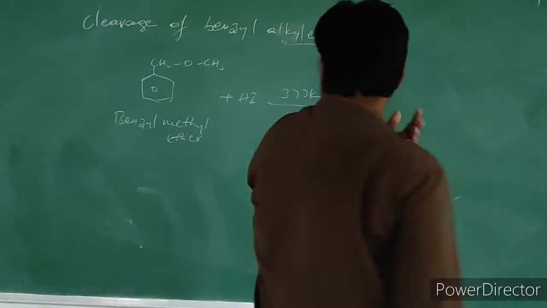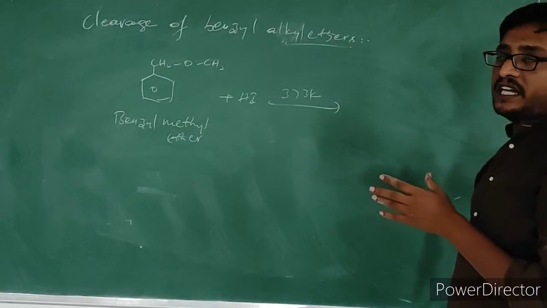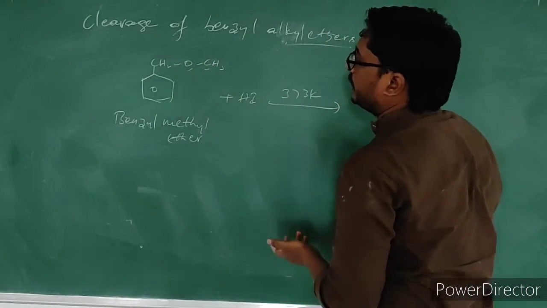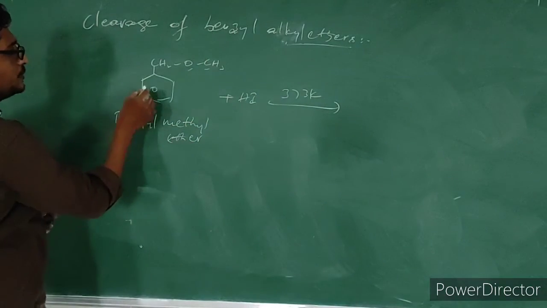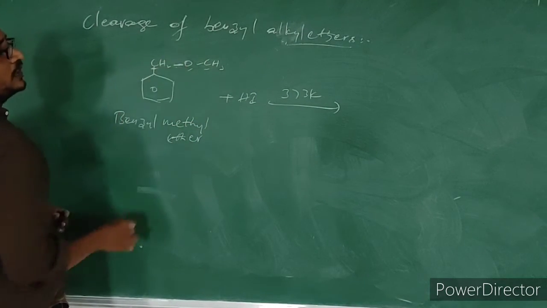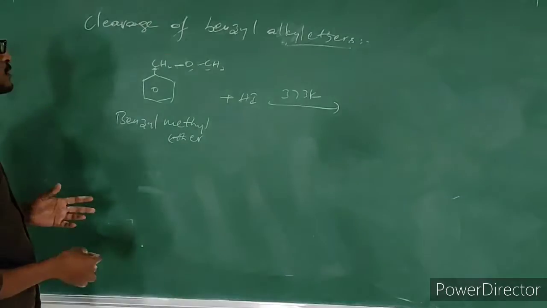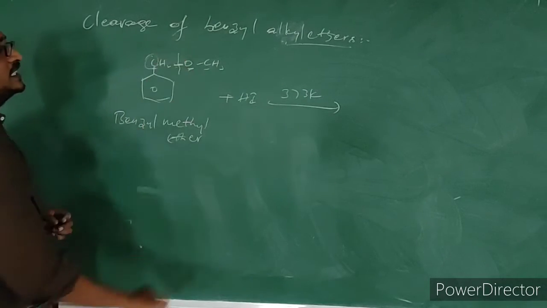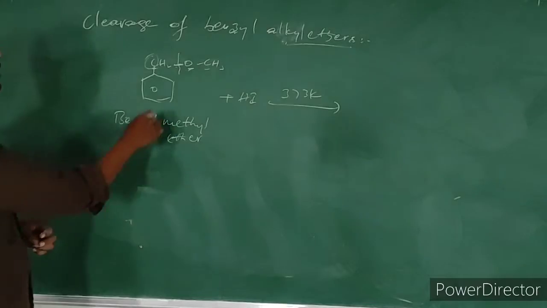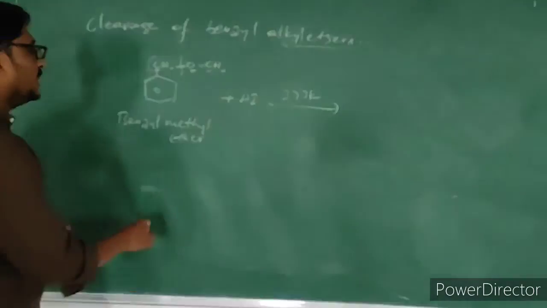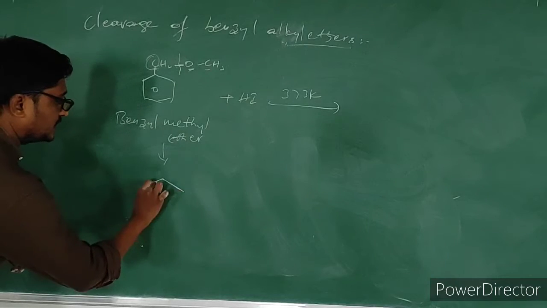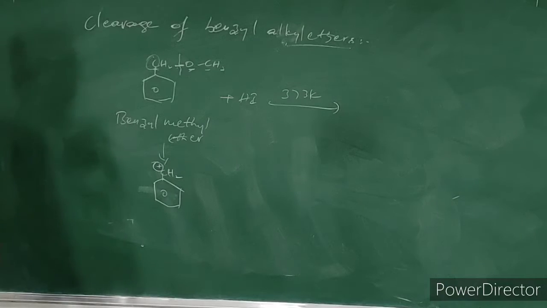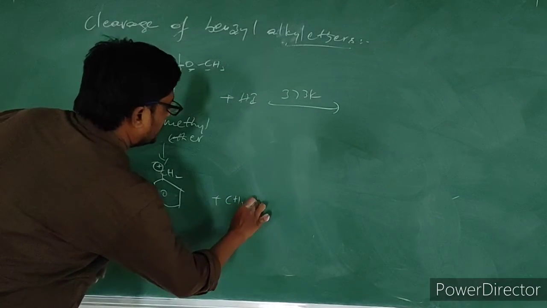So here, what happens is, whether the bond between the carbon of this alkyl group and oxygen gets broken, or the carbon which is present on this benzene ring and oxygen gets broken. Here the bond gets broken between the carbon on this benzene ring and the oxygen. The reason is, if the bond breaks between these two, a stable carbocation gets produced. CH2 plus gets produced, and CH3O minus gets produced.